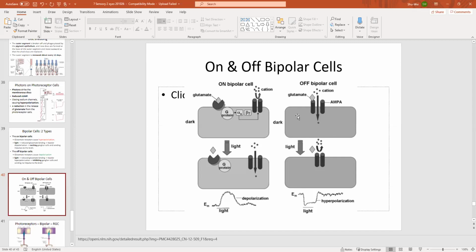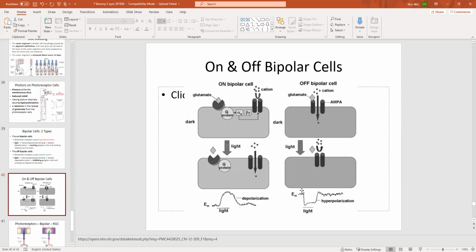So when there's no light, it's on. However, when there is light, it will cause the photoreceptor to reduce the release of glutamate. Then glutamate leaves, AMPA is closed, there will be no positive charge ion to flow in, and this membrane potential will become hyperpolarized.